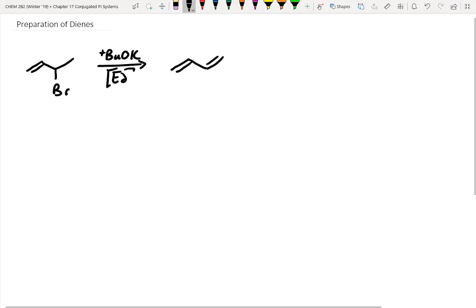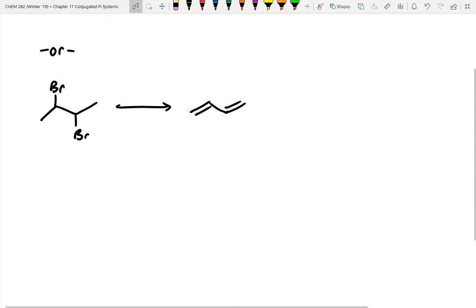So this is kind of review of first term chemistry. Or we can do this from a dihalide. And I'm not even going to be concerned about stereochemistry here. All right, what reagent would we need here? Tert-butoxide in excess.